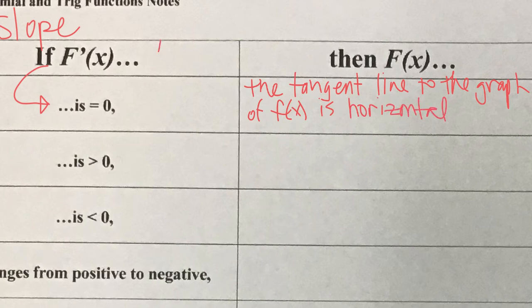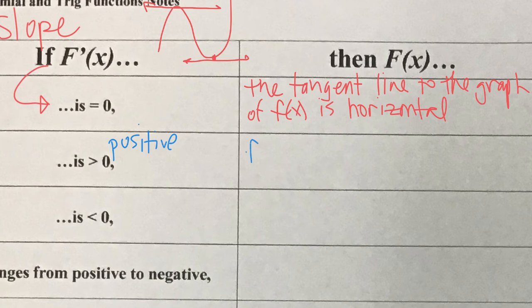In order for our slope to be 0, we either need to be at the bottom of a minimum or at the top of a relative maximum. These are the two places on our graphs where your slope is 0. Your first derivative, your f prime, is going to be 0. And then we had talked about, what happens if we have a positive slope?